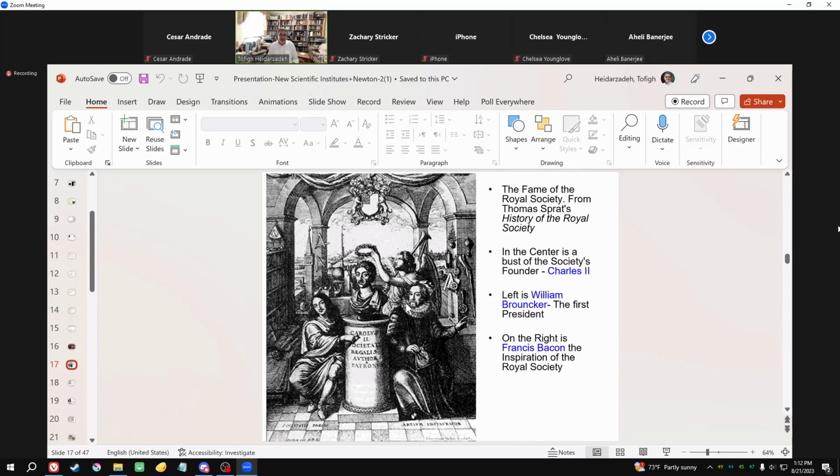Francis Bacon. Who was Francis Bacon? We already talked about him. The father of experimental philosophy, and one of the most important goals of the Royal Society of London was experimentation. And they actually invented a lot of instruments there. They designed instruments there. They performed a lot of experiments, and they made a lot of discoveries about science.